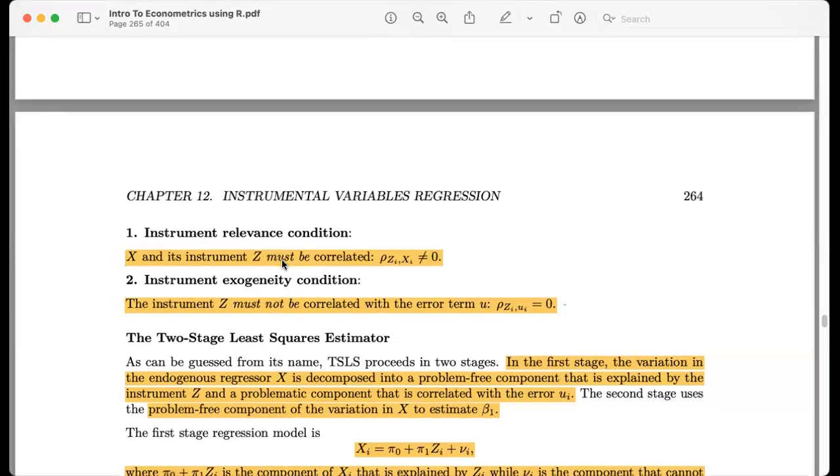Although finding good instruments might be really challenging. I think this is one of the main problems. Papers that use IV have this as one of the main challenges, especially the second condition. The first condition, the correlation between the instrument and the endogenous variable, could easily be found. But the instrument not being correlated with the error term is not that easy to verify.